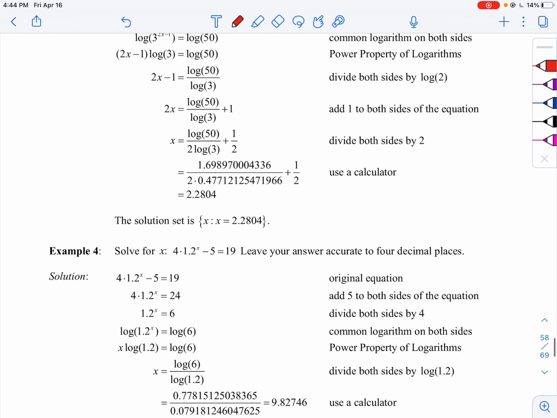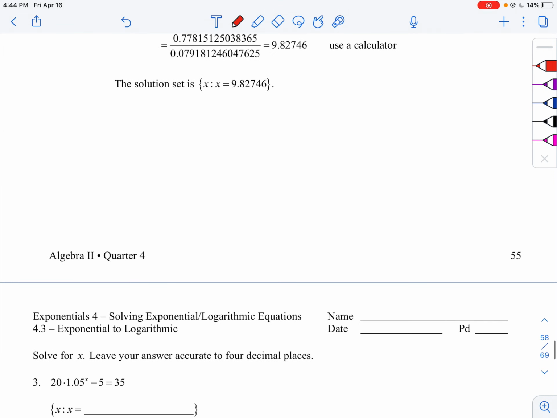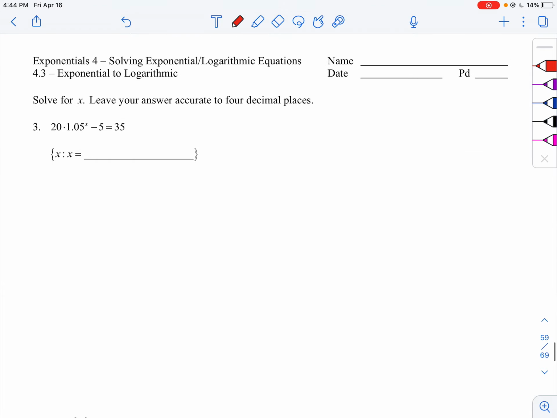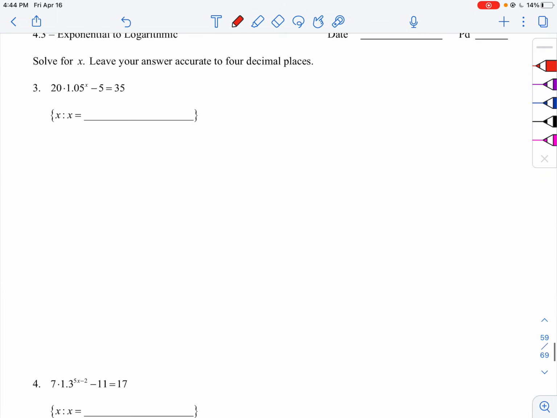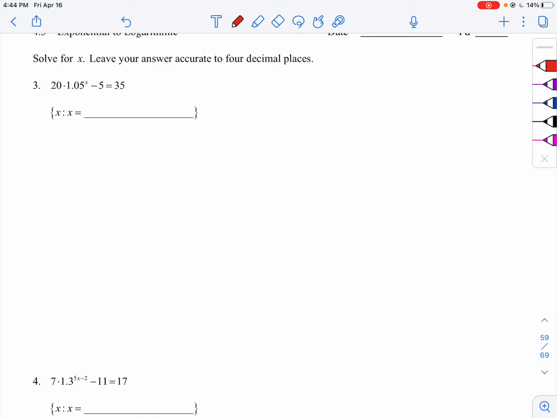What if there are other numbers before the power of x? Take a look at this. I have 120 times 1.05 to the power of x minus 5 equals 35. And remember, the rule just says b to the power of x equals y. Oh, hello, what am I doing? Oops, let's go back.